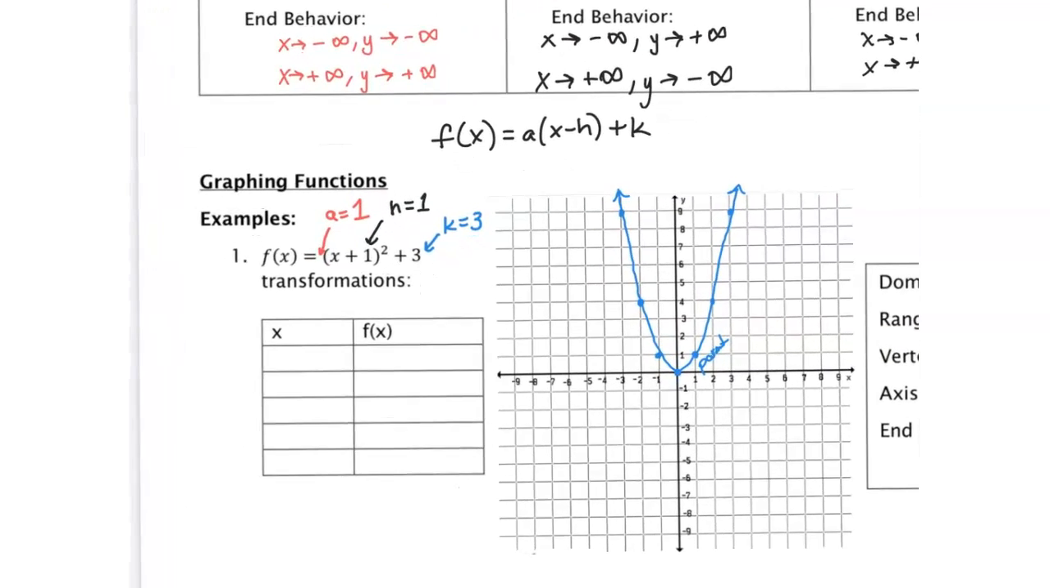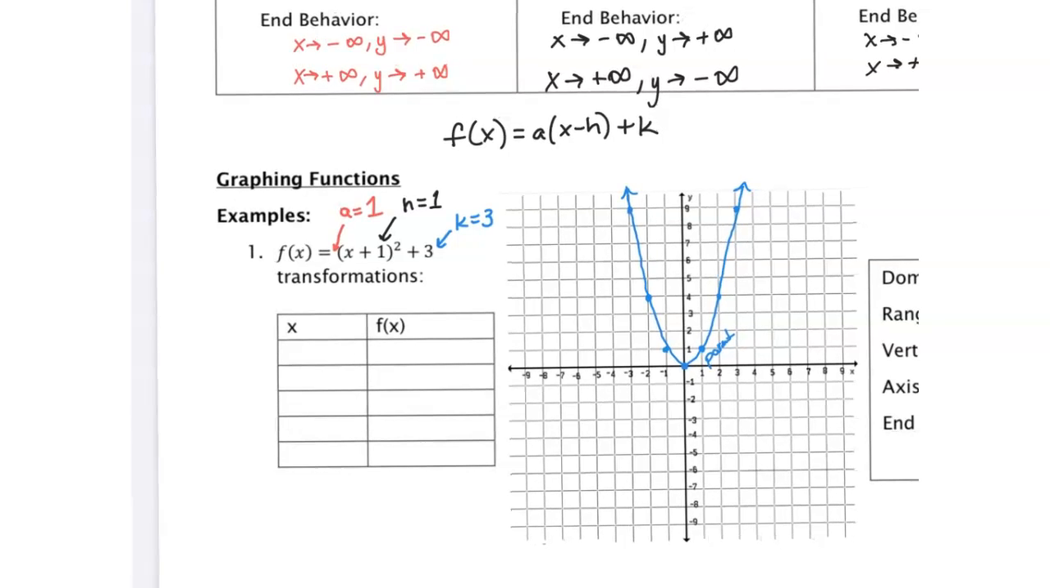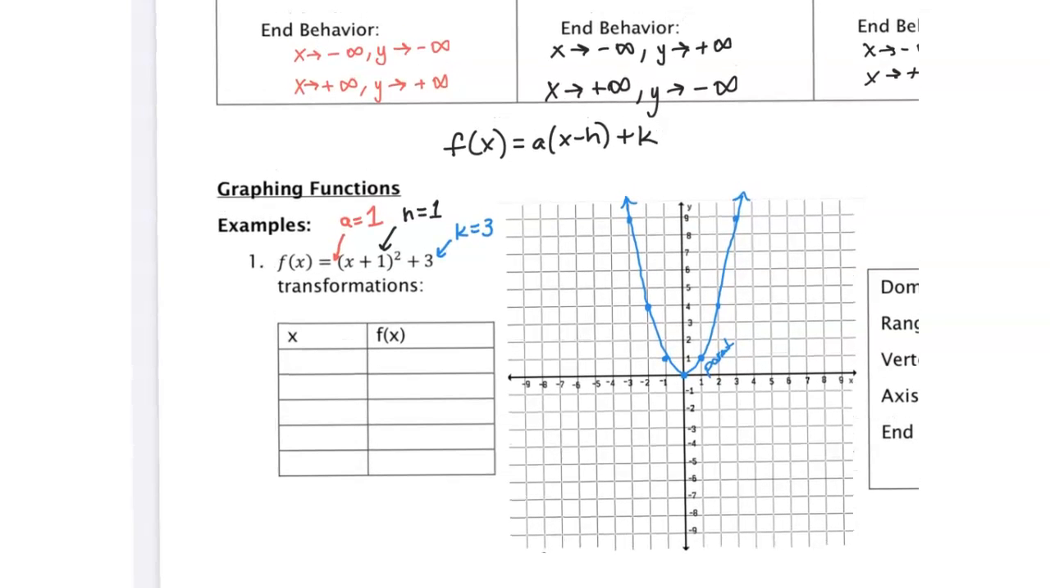Interpreting what those mean. So that h value of 1 means that we move to the left of 1. I'll write that in black, left 1. And that k value being a 3 means that we went up by 3. So those were our 2 transformations for this equation.